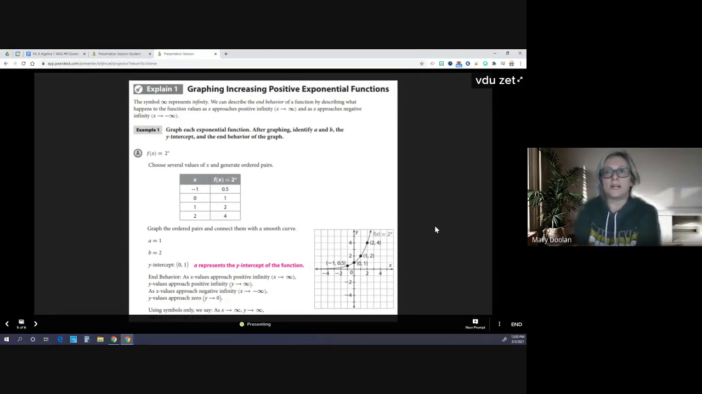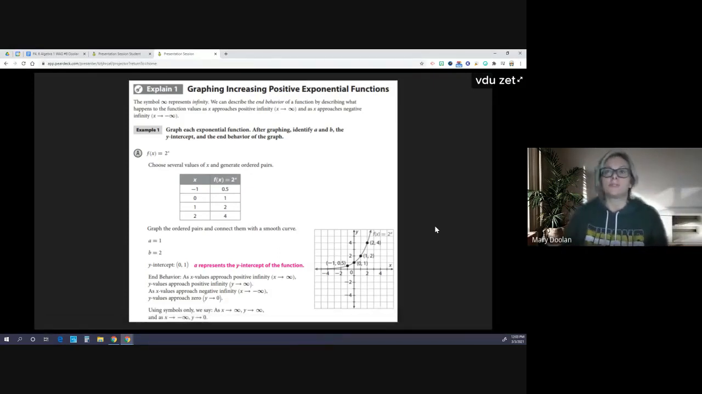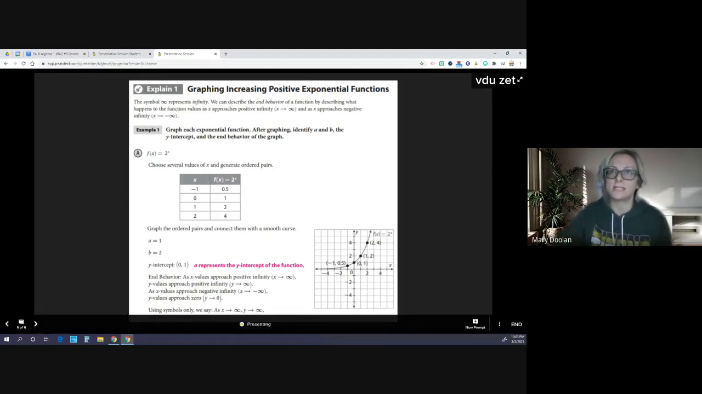But this is showing us how to graph increasing positive exponential functions. So we have the symbol infinity, which hopefully you've seen before. It's an 8 on its side, and that's the infinity symbol. We can describe the end behavior of a function by describing what happens to the function values as x approaches positive infinity.